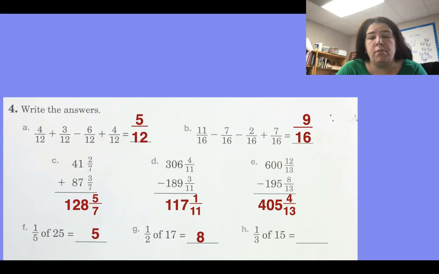So there's 1 left over. And we always put our number over a fraction. So 8 and 1/2. Very good. And how about the next one? 1/3 of 15. It goes in evenly. How many times? 5. Very good.